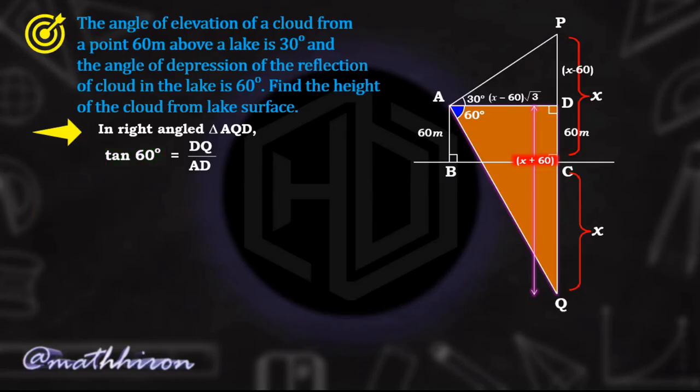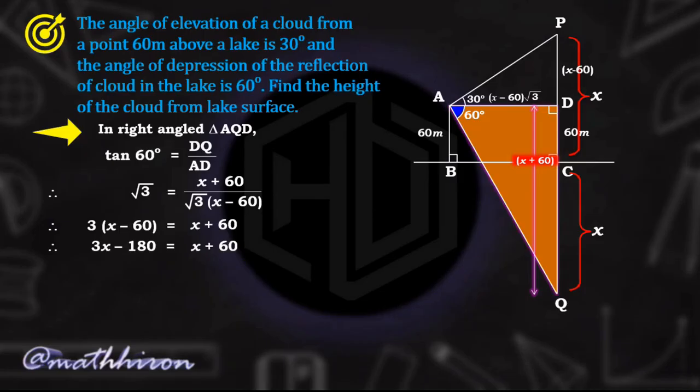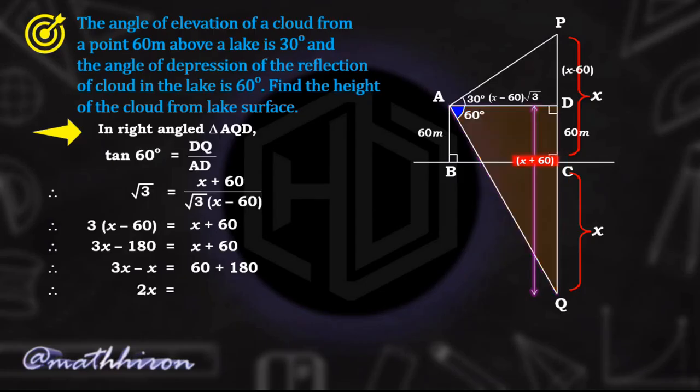So put the value of tan 60 degrees as root 3 and DQ is given x plus 60 and AD is just now we have calculated, that is x minus 60 times root 3. So now do the cross multiplication. This root 3 into root 3 will become 3. So 3 times x minus 60 equals x plus 60. Now remove the bracket. Now take the x's together and the numbers together. So it is coming to 2x equals 240. So what is the value of x? X is 120. So x means that PC is equal to 120 meters.